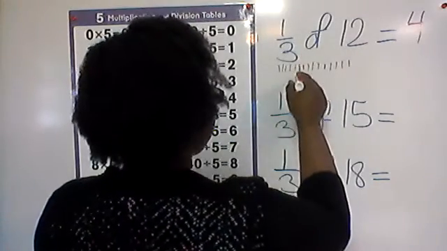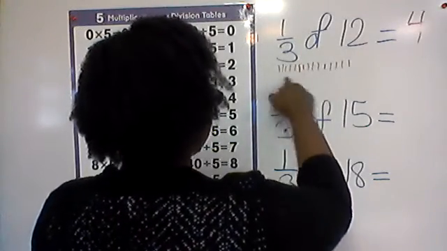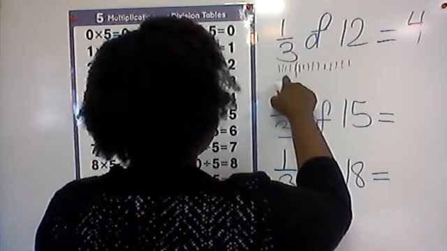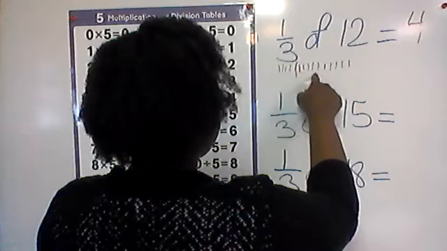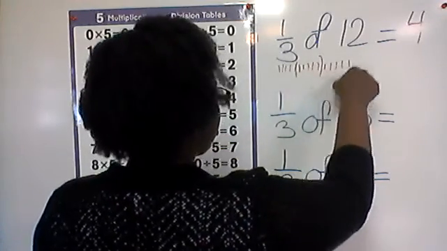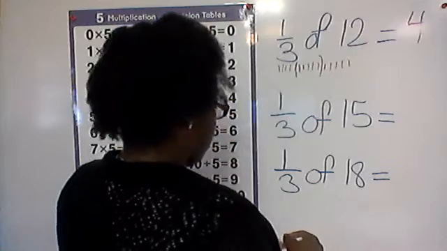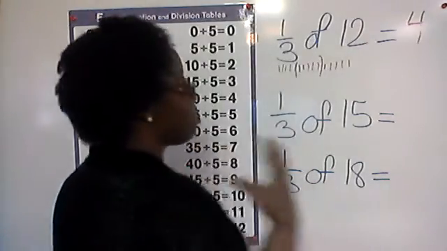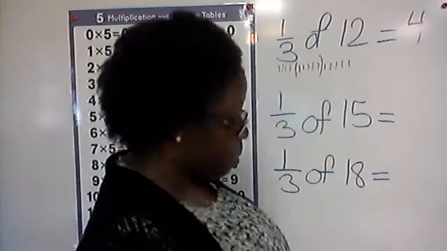Okay, so how about I try and see if I can fit 5 in each? 1, 2, 3, 4, 5. 1, 2, 3, 4, 5. 1, 2, 3, 4, 5. Okay, so 5 in each of those 3 parts, so I have 3 equal parts, right?